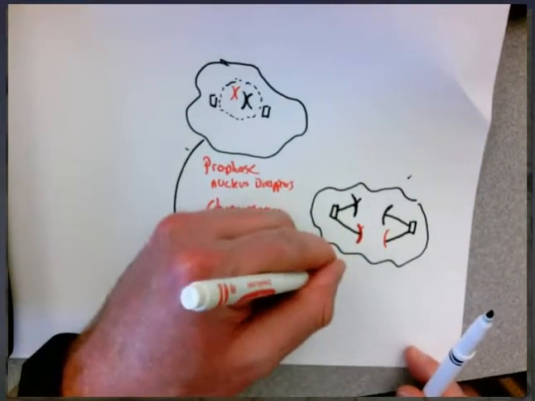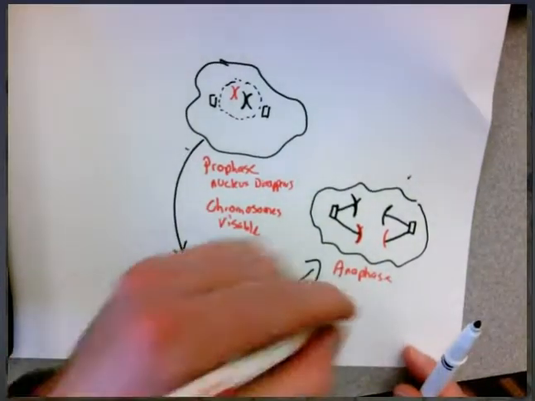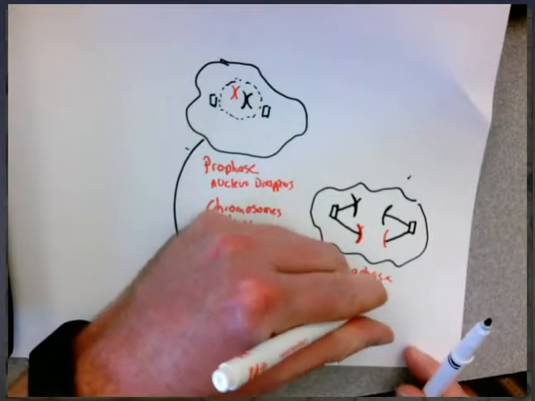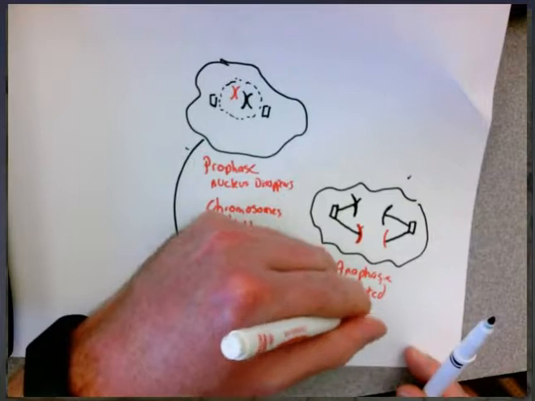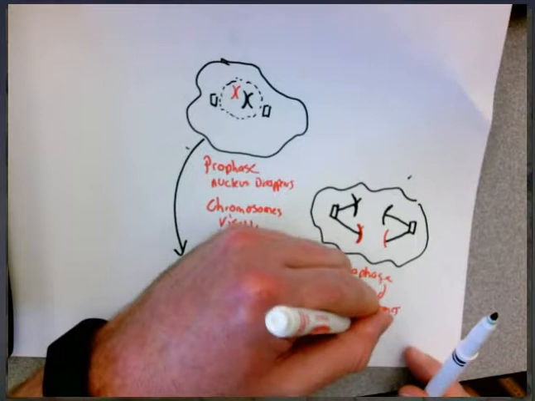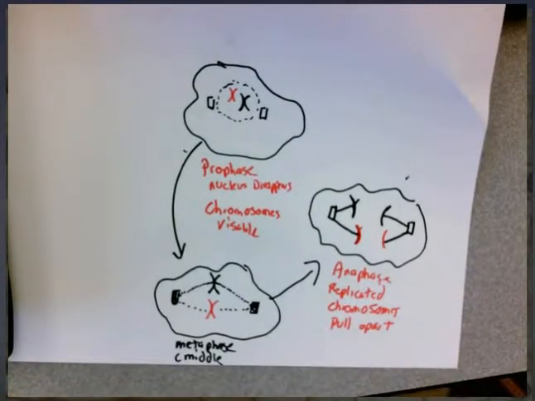So anaphase, the chromosomes pull apart. Replicated chromosomes are going to pull apart. I often say anaphase, think Anakin Skywalker. Anakin Skywalker was from the Star Wars movie. He got torn between good and evil. So these chromosomes are getting torn apart, and they're going to go their separate ways.